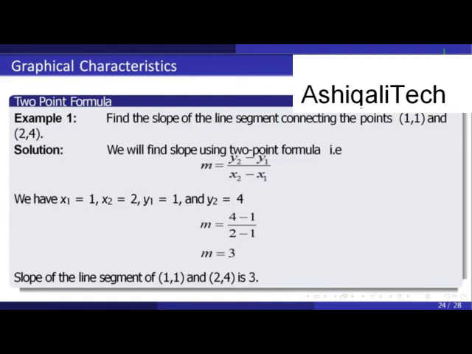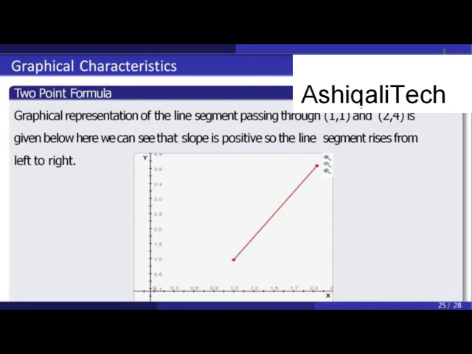Dear students, now we give the graphical representation of the line segment passing through the points 1, 1 and 2, 4. And it is given below in this diagram. From here you can see that the slope is positive. So the line segment rises from left to right.